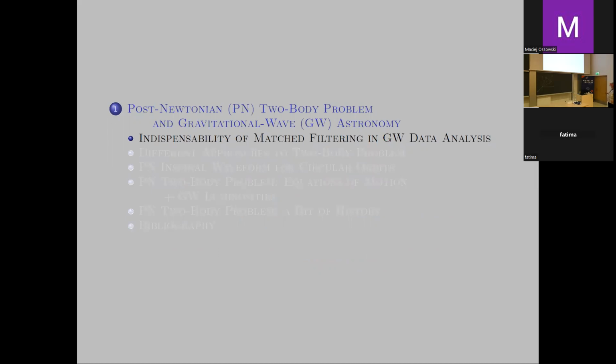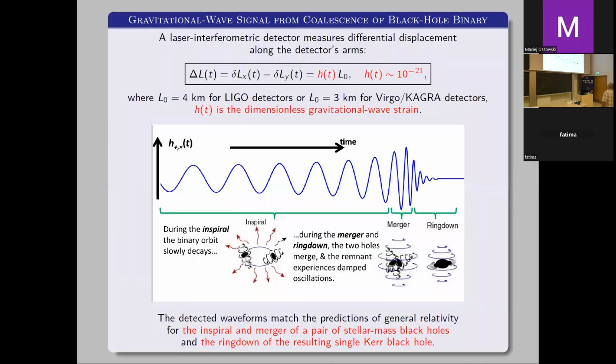I will start trying to explain why the post-Newtonian two-body problem is important for gravitational wave astronomy. And the most important issue is, it is a difficult word, indispensability of matched filtering in gravitational wave data analysis. We have seen this picture during the lectures of Adam Pound.